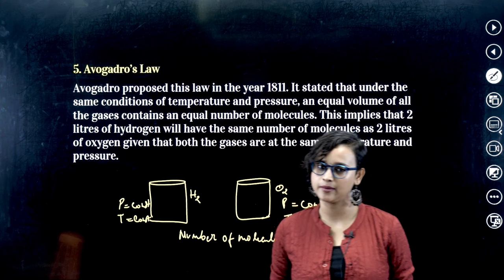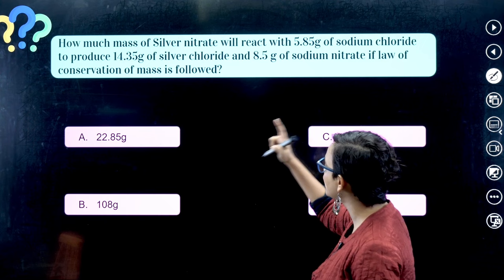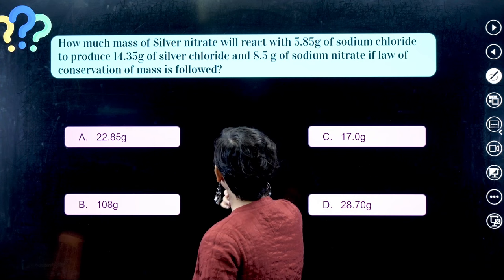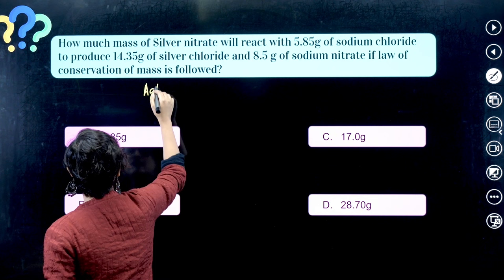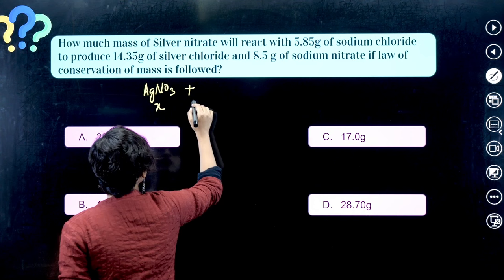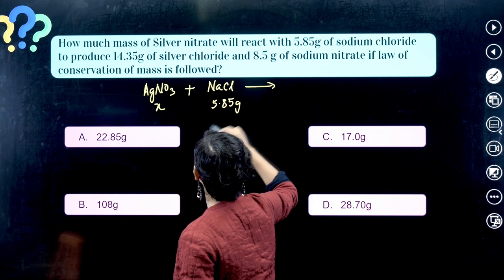One question? Let's do a question here. How much mass of silver nitrate will react with 5.85 gram of sodium chloride to produce 14.35 gram of silver chloride and 8.5 gram of sodium nitrate, if the law of conservation of mass is followed? So according to the question, we have some mass of silver nitrate, AgNO3. This is not given, this is X. It will react with sodium chloride, NaCl, 5.85 gram, and it will form silver chloride.